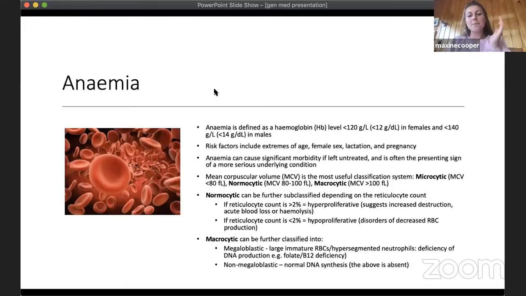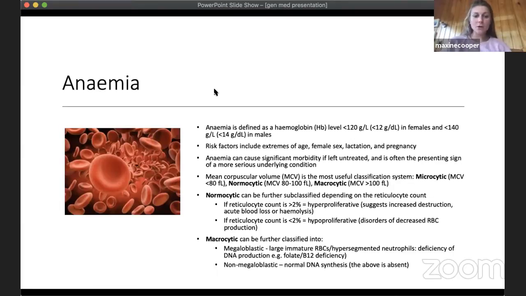And to me, this suggests that there's increased destruction of the red blood cells, or there's been an acute blood loss, a hemolysis, but it means that your body is able to produce them because you've got a high reticulocyte count. And on the contrary, if your reticulocyte count is low, so less than 2%, suggesting it's hypoproliferative, we're thinking, okay, we're having a problem with production here that might be causing it.